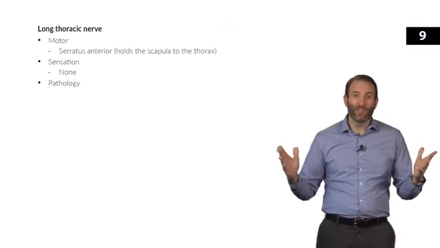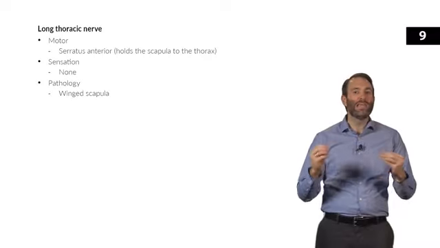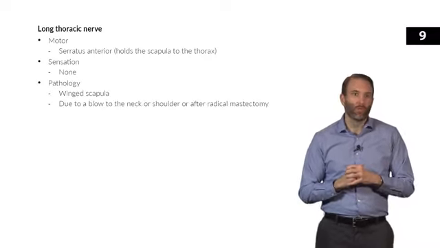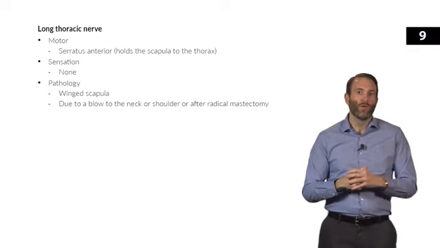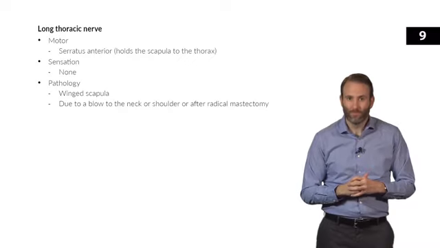Now, without a functioning serratus anterior, the scapula is going to protrude out. We call this a winged scapula. The long thoracic nerve can be damaged by a blow to the neck or shoulder, or has been known to happen after a mastectomy as well.